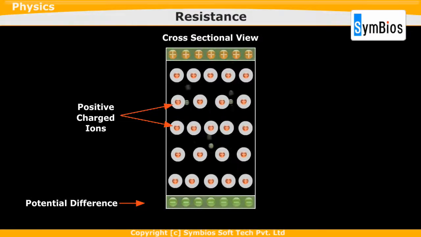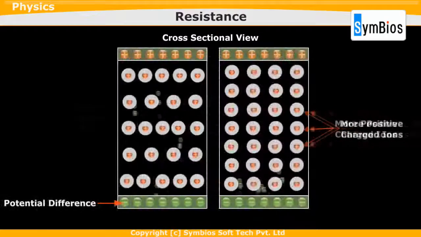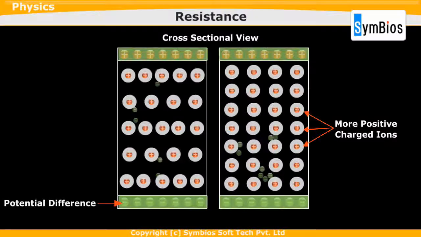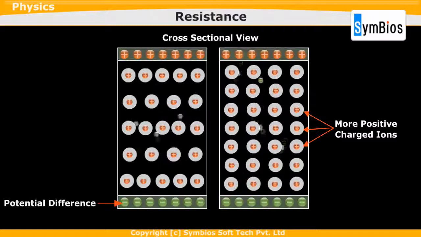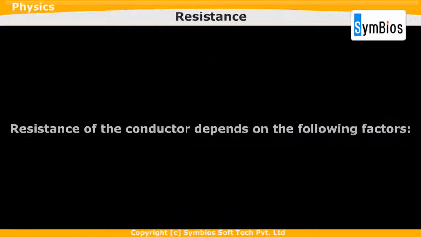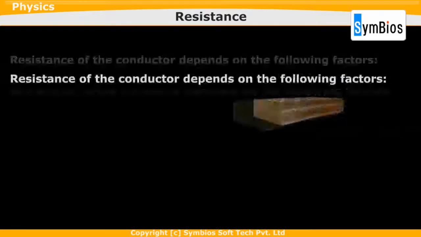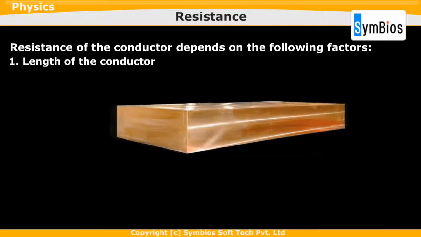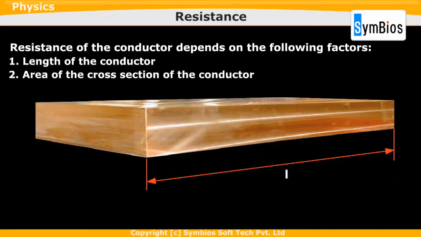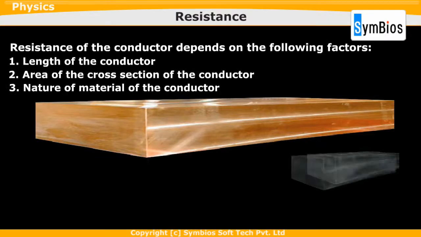When resistance is less, the electrons can move from one point to another freely. When there is more resistance, there are more collisions and the movement of electrons gets restricted. Now, let's understand the factors on which resistance is dependent. The resistance of the conductor is dependent on the following factors. 1. On its length. 2. On its area of cross section. And 3. On the nature of its material.